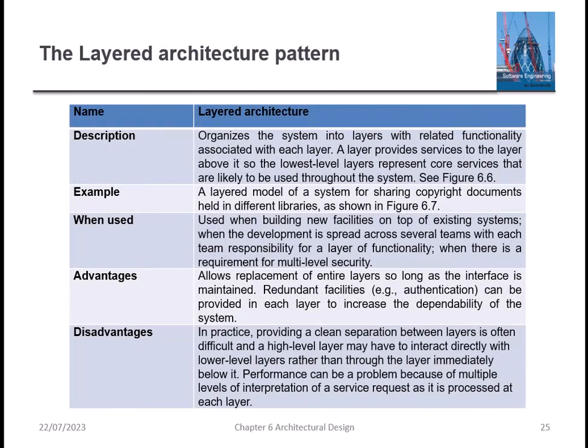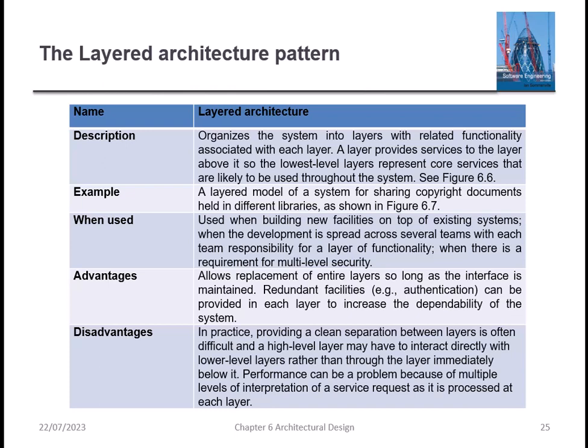Now we come to the description of the layer-based architecture pattern. It organizes the system into layers with related functionality associated with each layer. Remember that each layer is independent and has separate functionality of its own. A layer provides services to the layer above it, so the lowest layer represents core services that are likely to be used throughout the system.